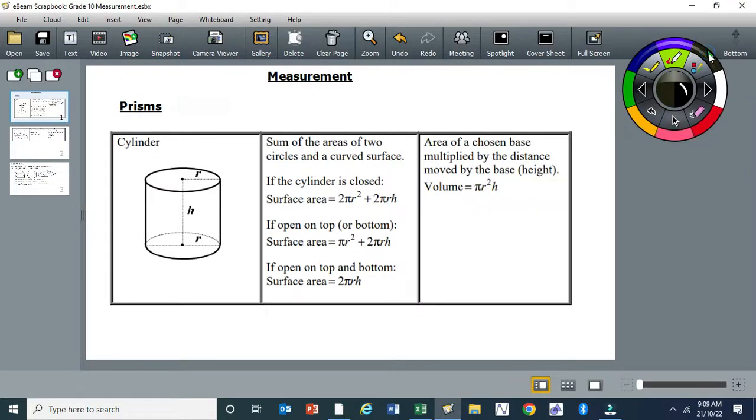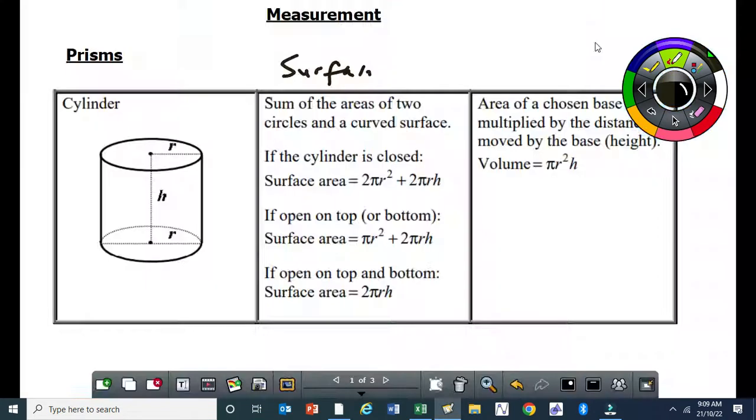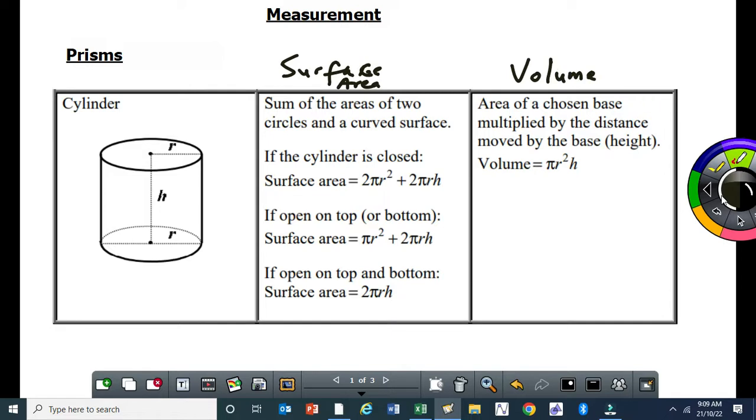Okay, of all prisms. So here you have got the surface area. Okay, so that's the surface area, and then this is the volume. Okay, now let's start with the volume. Now, the volume is much easier.